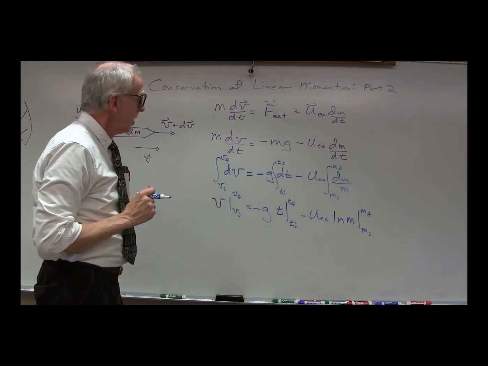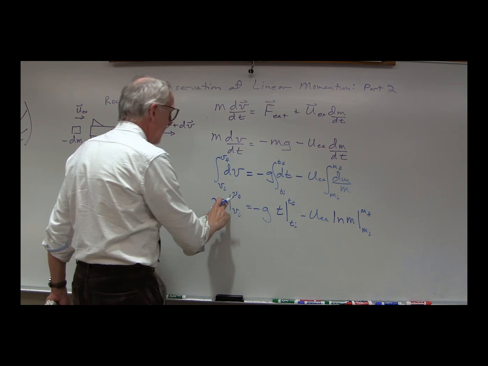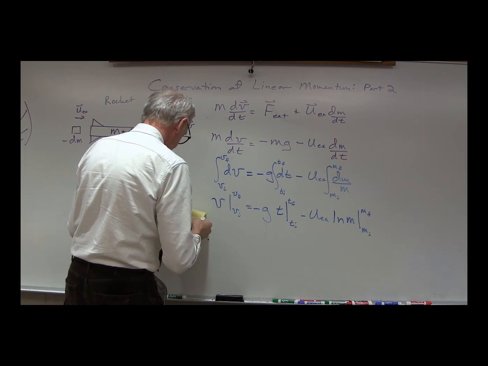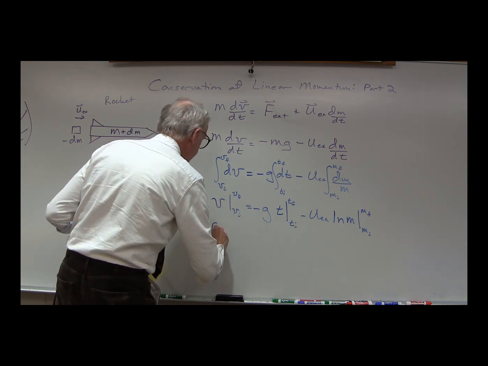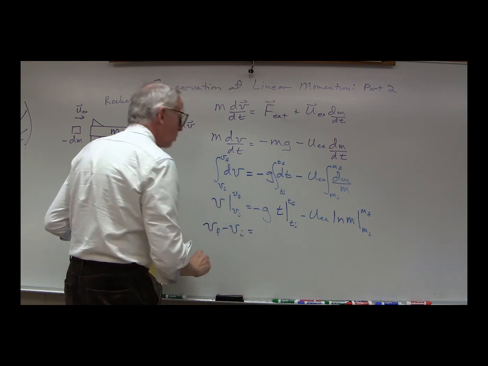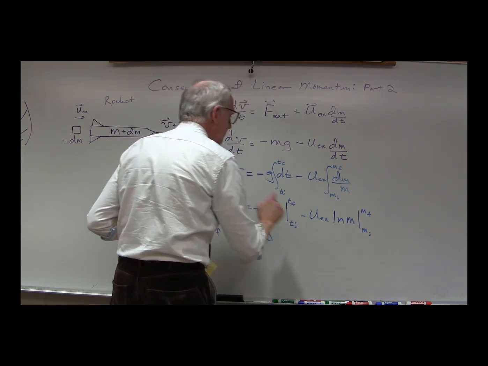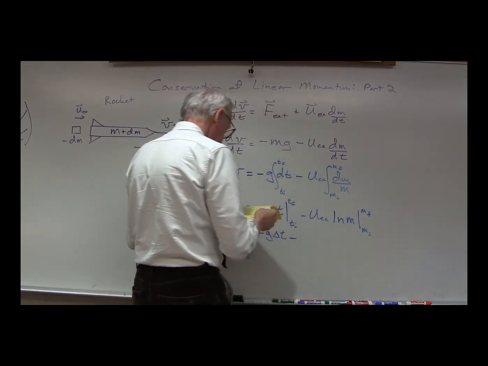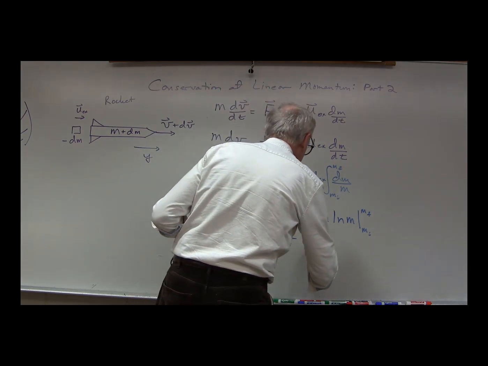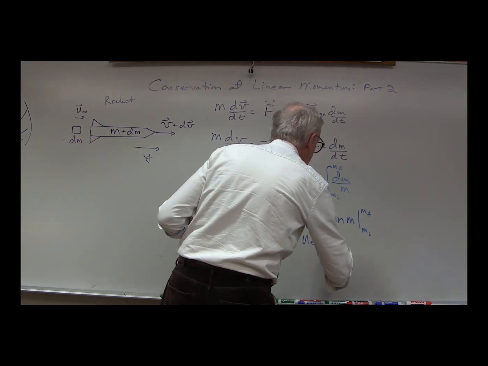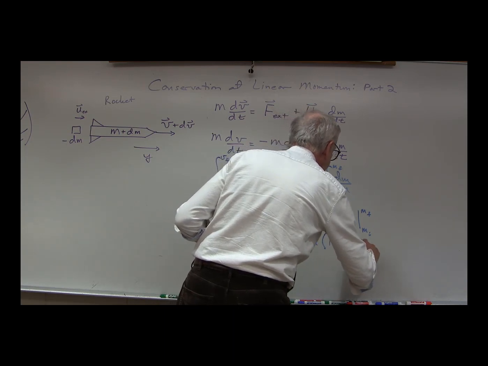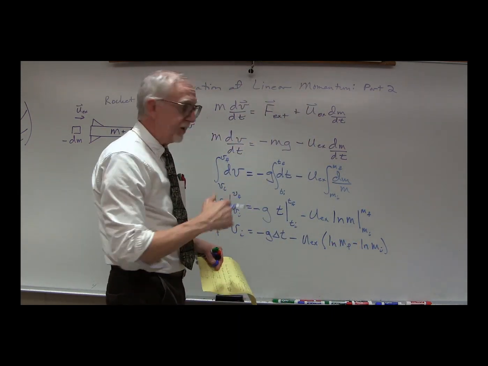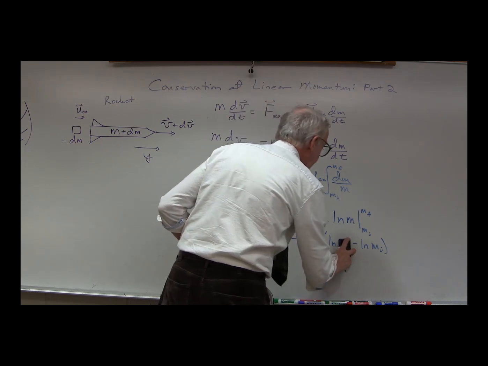Okay, there we go. Let's stick in these values. What do we have? We have v final minus v initial. That is going to be delta v. We'll write it as v final minus v initial, equals minus g times t final minus t initial, that we'll write as delta t. And then minus u exhaust times log m final minus log m initial. The difference of logs is the log of the ratio, so we'll just write this as m final over m initial.